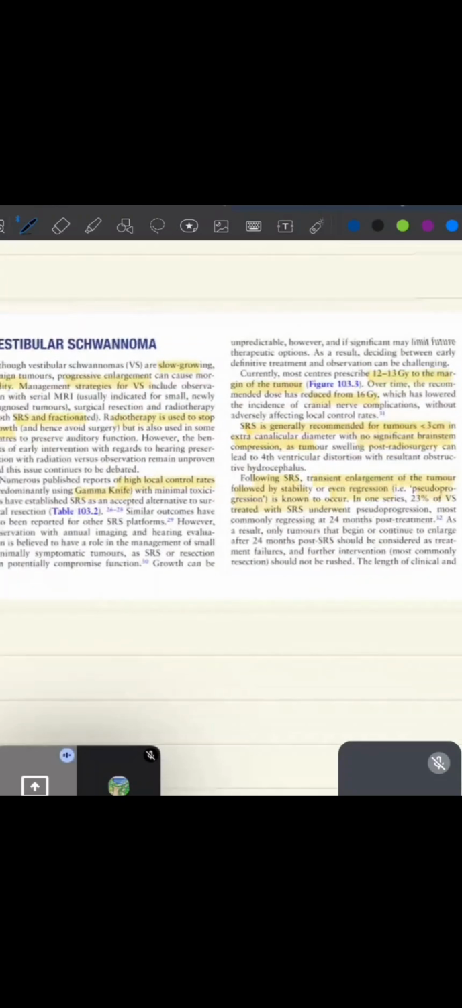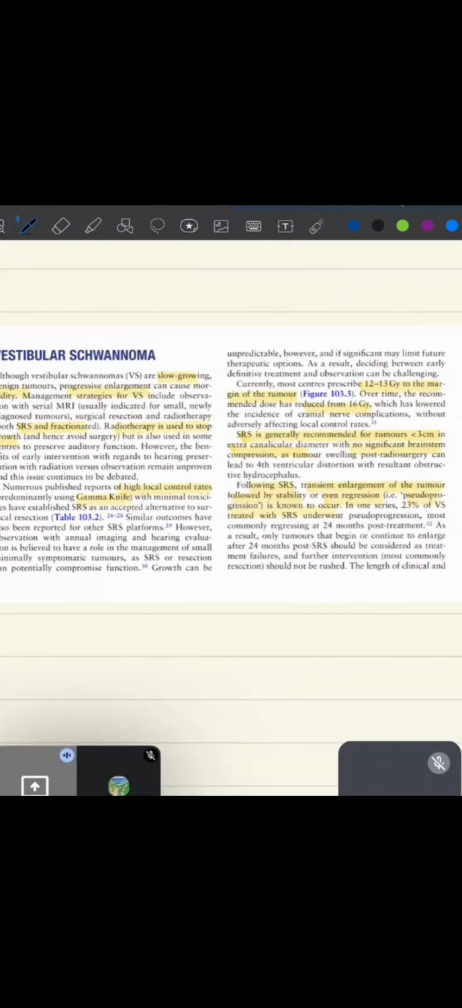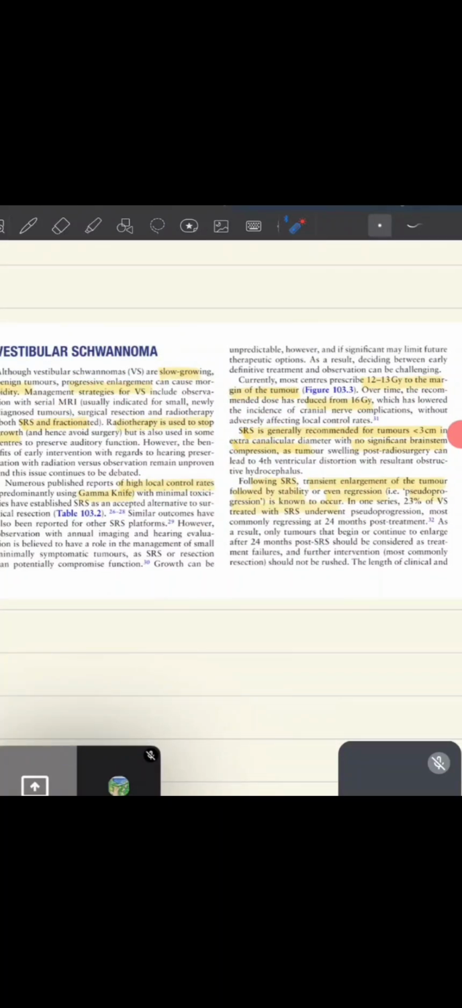Let's see this. Why I have put it over here, we'll just see. First, this point. SRS is generally recommended for tumors less than 3 centimeter in size. If it is given to tumors more than that, you can have swelling post surgery, which can lead to fourth ventricular distortion and obstructive hydrocephalus. And second will be this one. What is pseudo progression? I took it from a similar page.